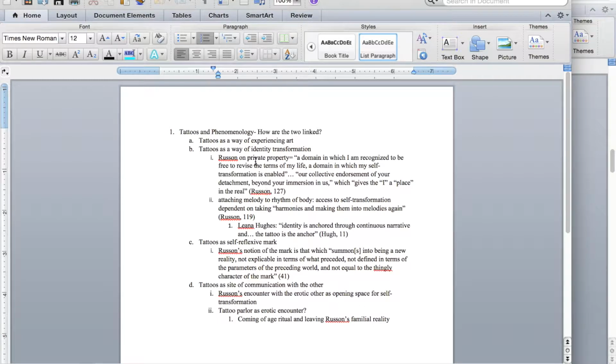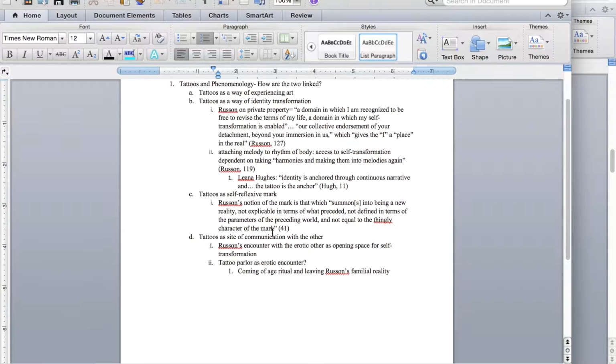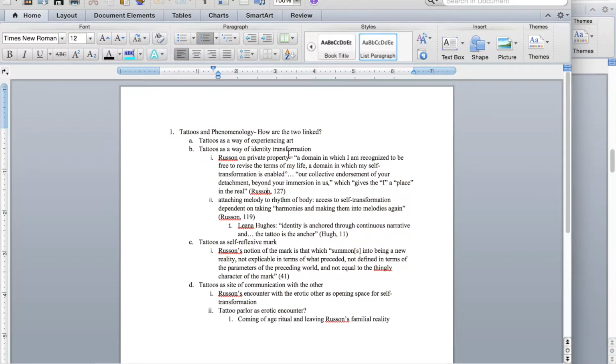From here, once I have enough evidence to show that this is clearly a supported idea, that tattoos are a phenomenological form of art, I begin to organize and section off different things. I come up with the different points that I want to make, so that's how I have this organized. These are the points that I'm trying to make in the essay. Tattoos are a way of experiencing art. They're a way of identity transformation. They're a self-reflexive mark. And they're a site for communication with the other. Among other things, these are the primary points of my paper.